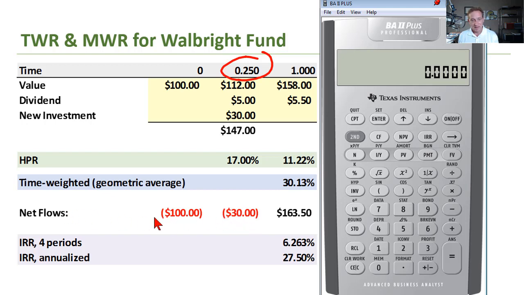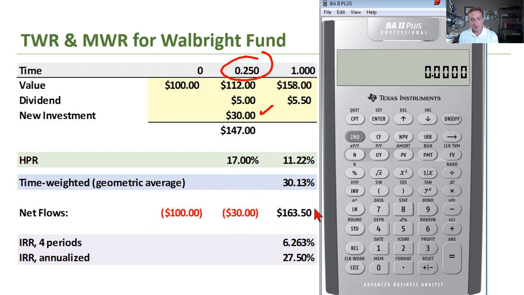The net cash flow experienced by the institutional investor is, well, the fund value has a capital gain of 12 million, which brings the fund value to 112. It doesn't really affect me cash flow wise. The dividend of 5, remember, was reinvested, so I'm not getting that. The only thing that's happening cash flow wise is an additional $30 million being invested. So that's the only net cash flow happening here at the 3 months.